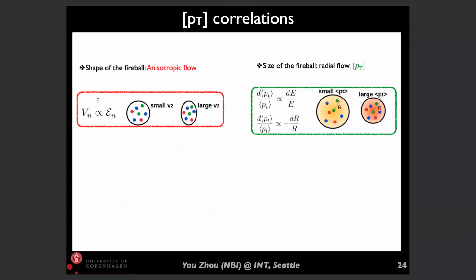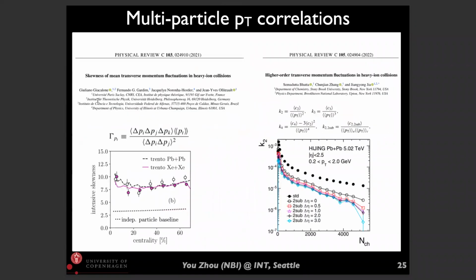But then all previous discussion is based on the anisotropic flow related to what we call the shape. And we also have a size which is quantified by mean pT or radial flow. So if you have a small size, you have a large mean pT. If you have a large size, you have a small mean pT. So how can we use such information? And there are several papers on this. I just pick up 2 examples. There are of course many others which I haven't listed here.